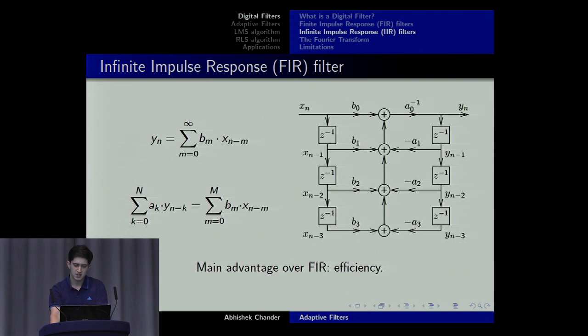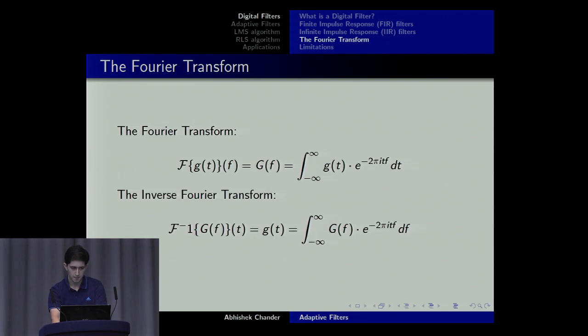And their main advantage over finite impulse response filters is that they're efficient. Let's say you want some particular behavior. You might need fewer coefficients in the implementation in an infinite impulse response filter as opposed to a finite impulse response filter. So this is something really important in digital signal processing.